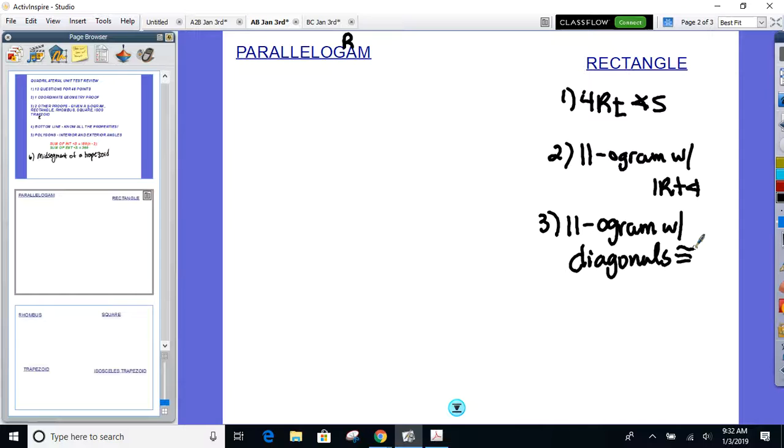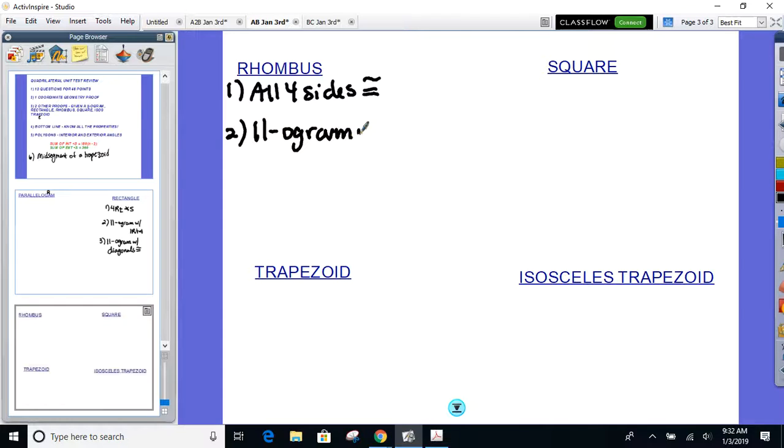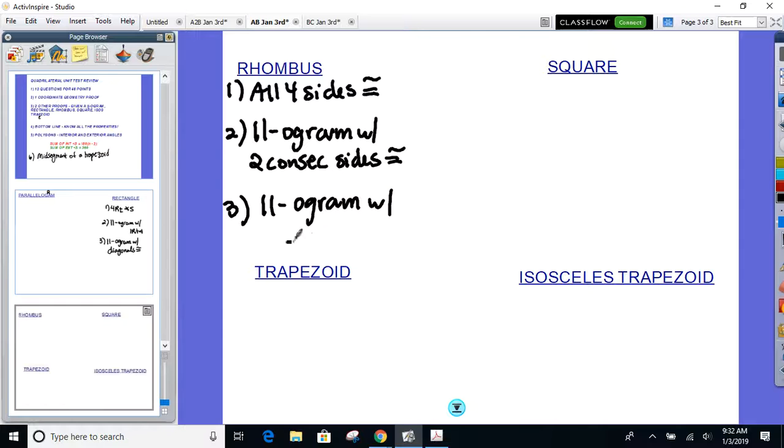All right? What if I ask you about a rhombus? What's your plan for a rhombus tomorrow? Okay, I could show all 4 sides congruent. If you're not going to do that, you got to show it's a parallelogram with what? Okay, I could go 2 consecutive sides congruent. Or you could show what about the diagonals if it's already a parallelogram? They are perpendicular.